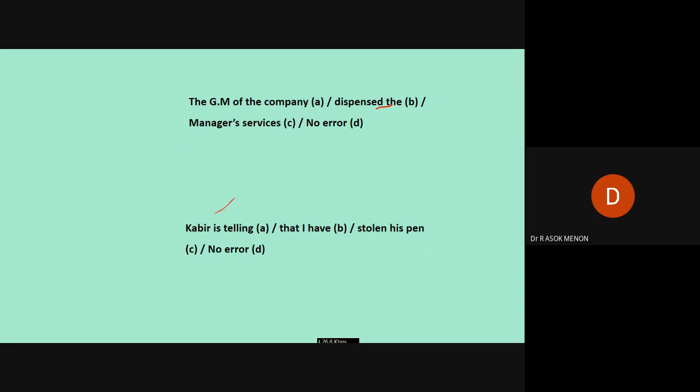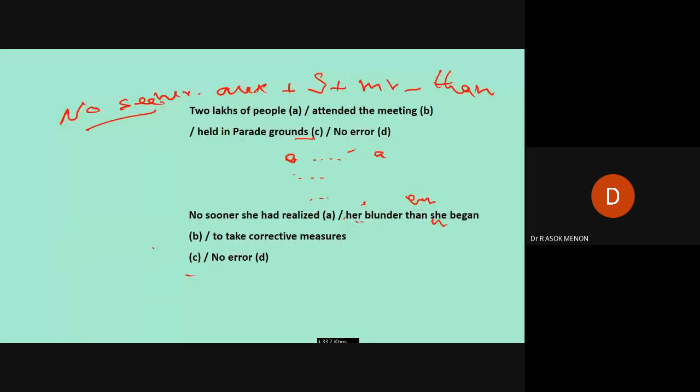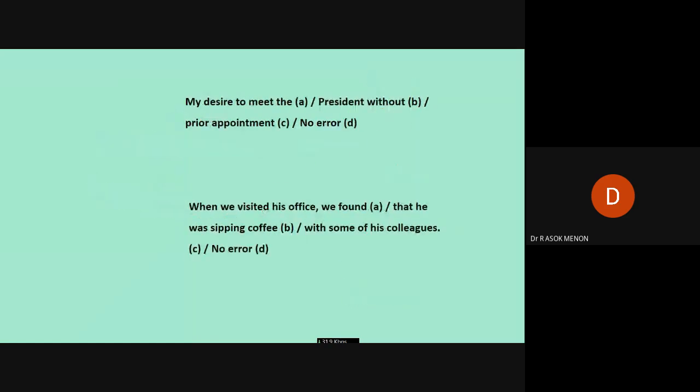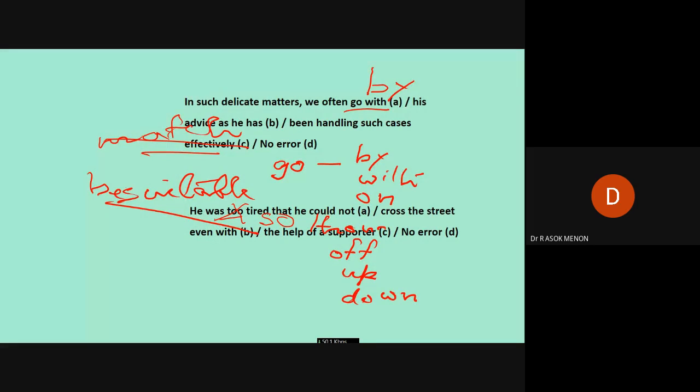Then the GM of the company. My desire to meet the president without prior appointment. Why so tired? Please explain. Okay, let me explain that. Saurabh Mishra has asked for an explanation about the previous question. So tired. Okay, Saurabh Mishra and others, listen to me.